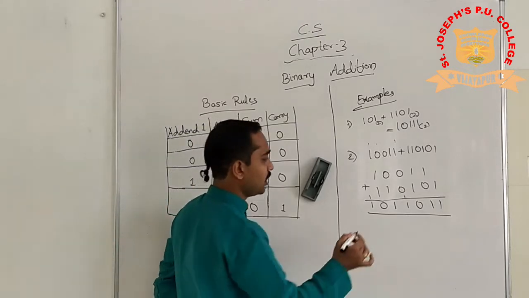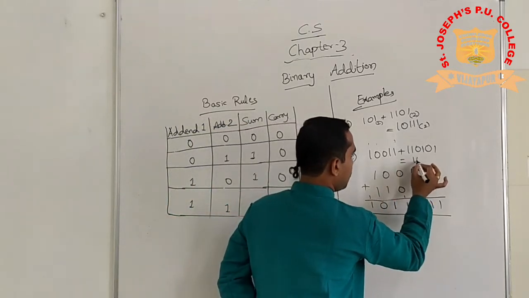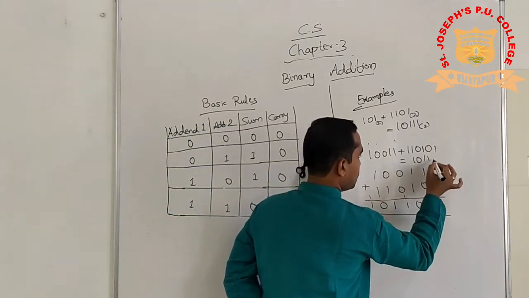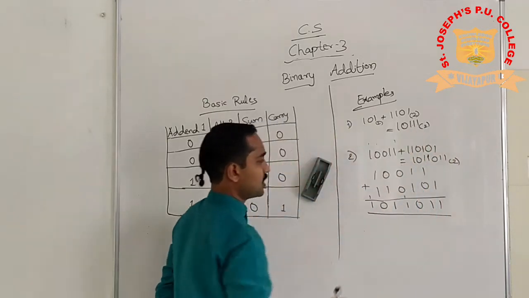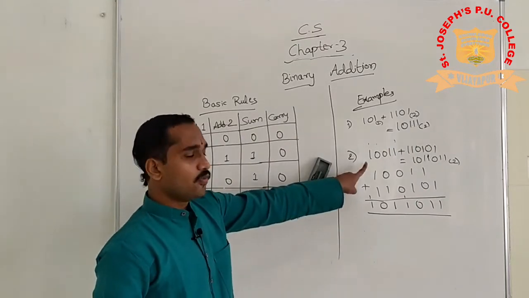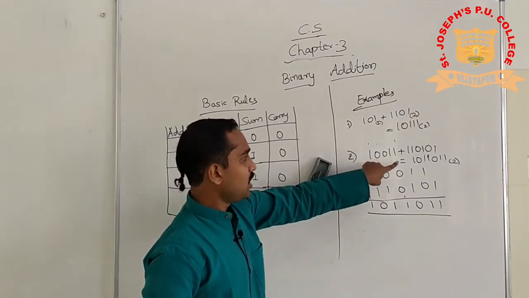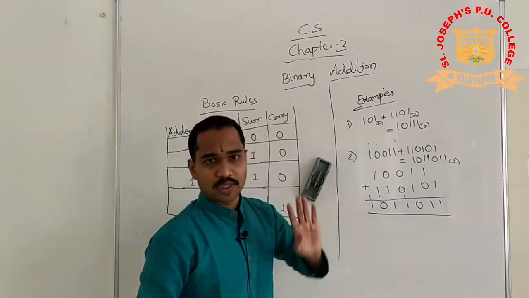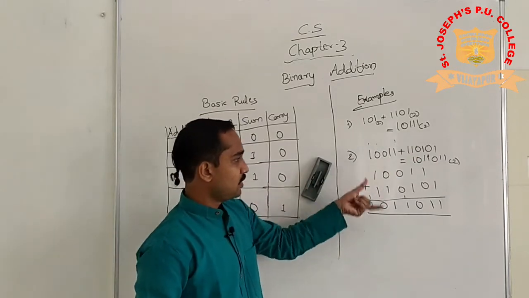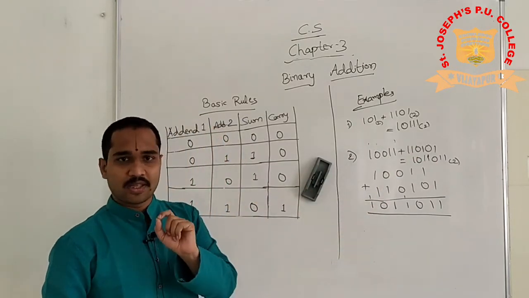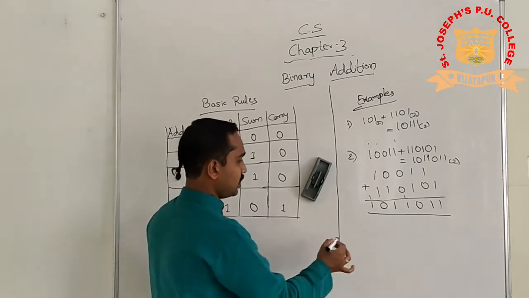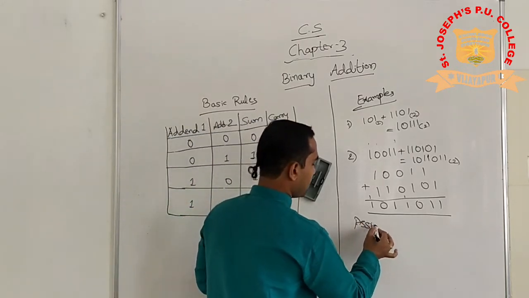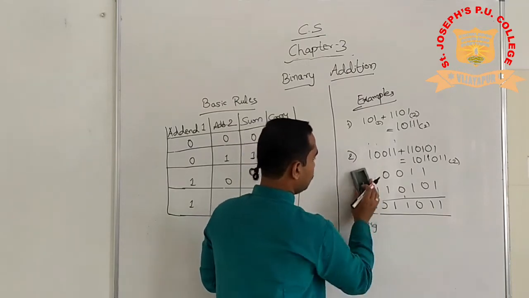1011011. See, it is a binary number, so you will not get any digits other than 1 and 0. So this is the result of the binary addition of 10011 plus 110101. In this way you add binary numbers. Am I clear here? Shall I give some assignments? You try them. I'll just write here.